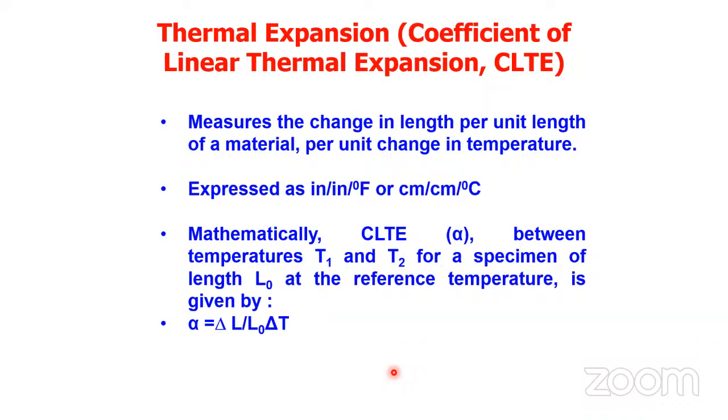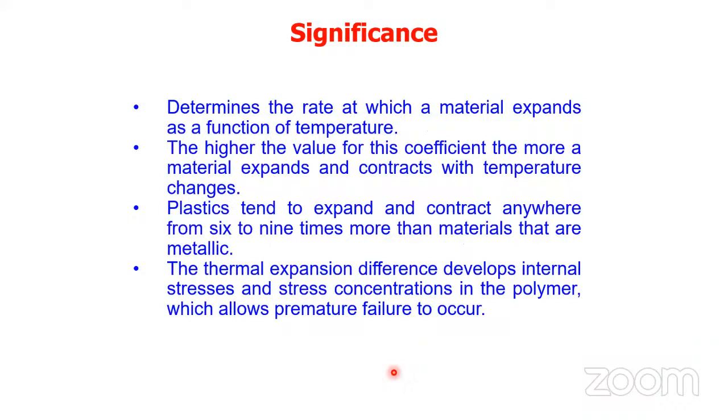Mathematically, for temperatures between T1 and T2, for a specimen of length L at the reference temperature, this is the general formula for the calculation of thermal expansion, or coefficient of linear thermal expansion. What is the significance of this test? This kind of test determines the rate at which a material expands as a function of temperature, as I have explained. The higher the value of this coefficient, the more a material expands and contracts with temperature change.